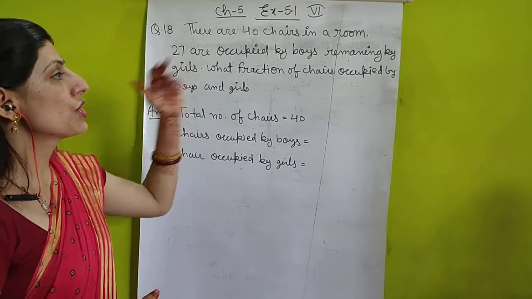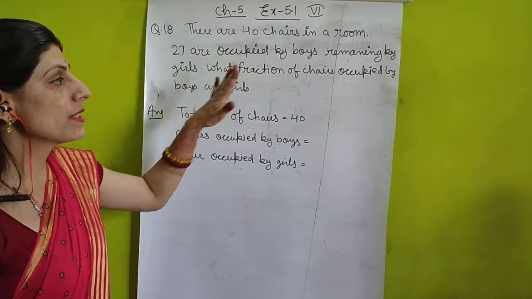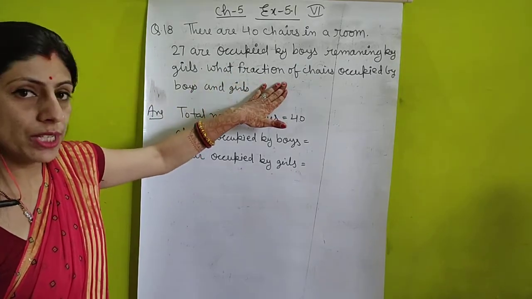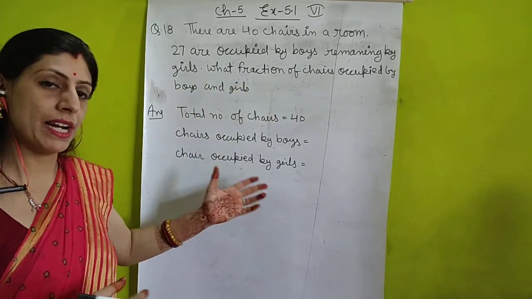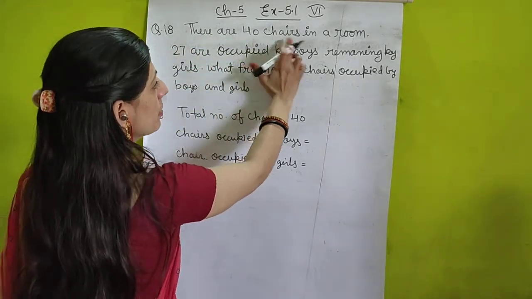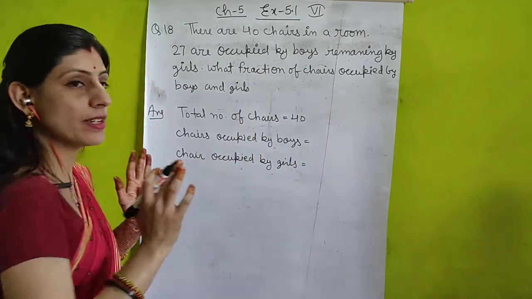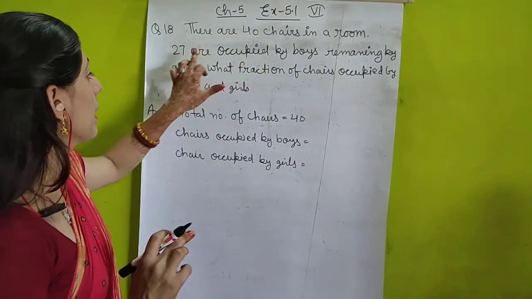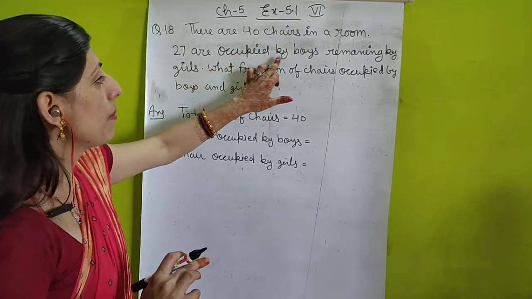Students, now question number 18. This question is in the form of a word problem. So first I will explain the question, then we will write statements, and then we will find out the fraction. Here students, there are 40 chairs in a room. How many chairs are there in a room? 40. So total number of chairs are 40. 27 are occupied by boys.